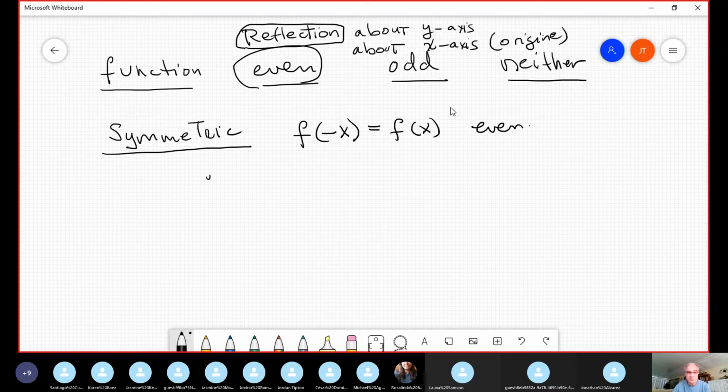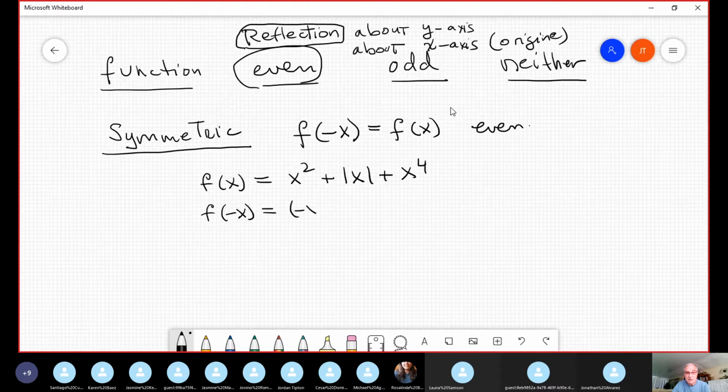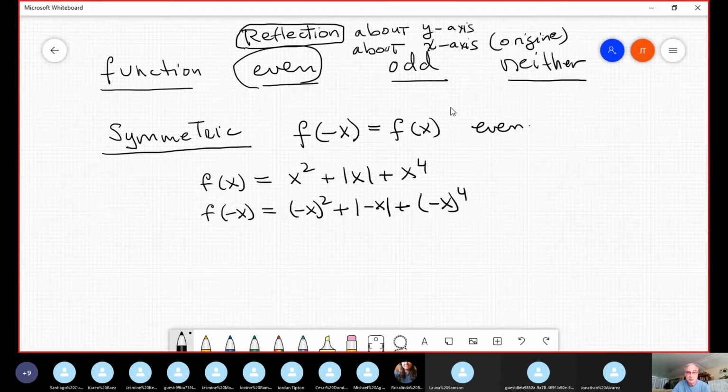Let me try to understand it algebraically. Suppose the function f of x is given in the test as x squared plus absolute value of x plus x to the fourth power. So the question says, prove algebraically if this function is even. Okay. So you are doing reflection. You replace x for negative x. So we have negative x squared plus absolute value of negative x plus negative x to the fourth power.